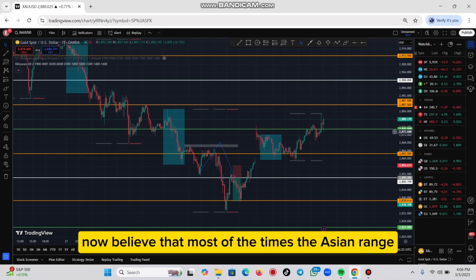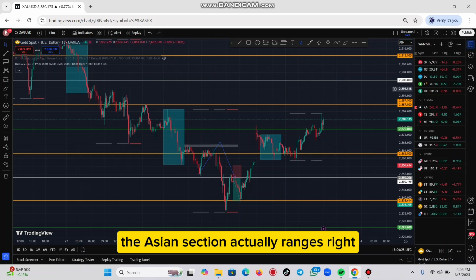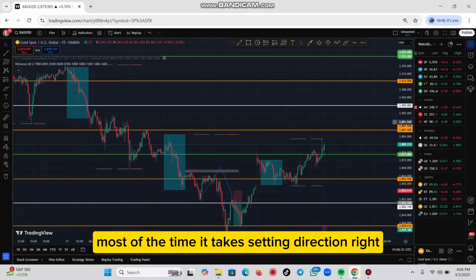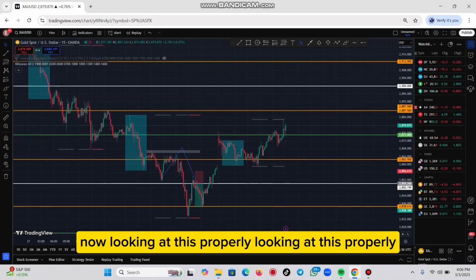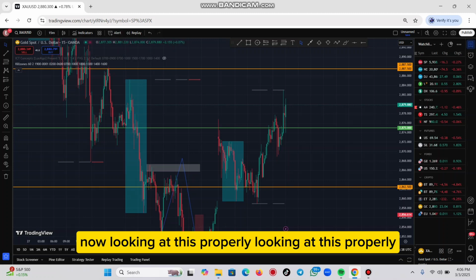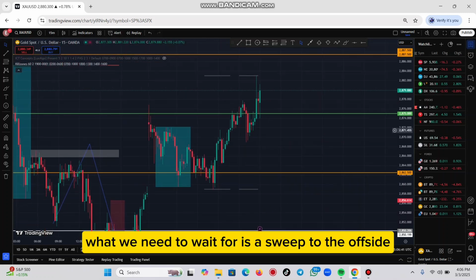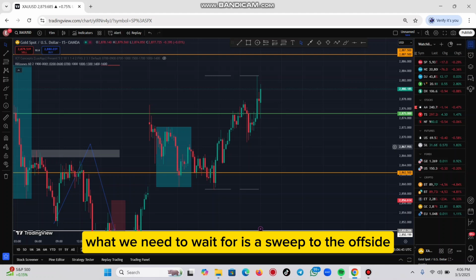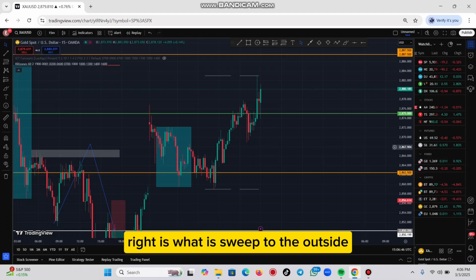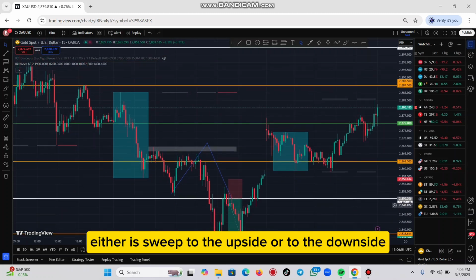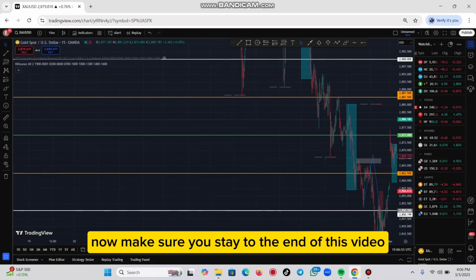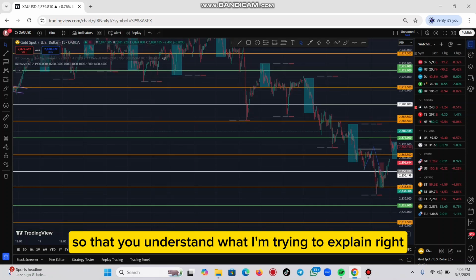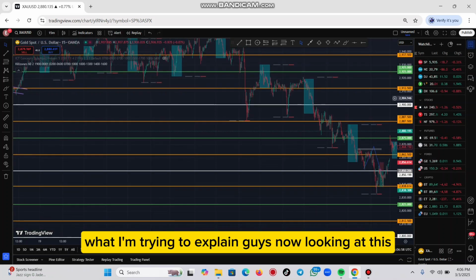Now we believe that most of the time the Asian session ranges. Most of the time it's a range, and sometimes it takes a certain direction. Looking at this properly, what we need to wait for is a sweep to the upside. Let me show you guys some examples first, either a sweep to the upside or to the downside. Make sure you stay to the end of this video so that you understand what I'm trying to explain.